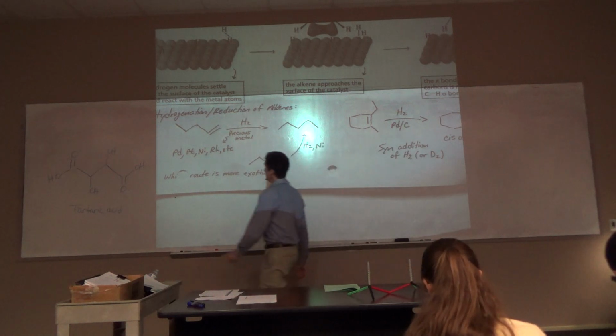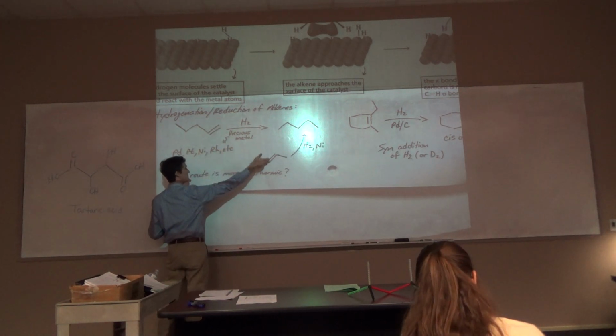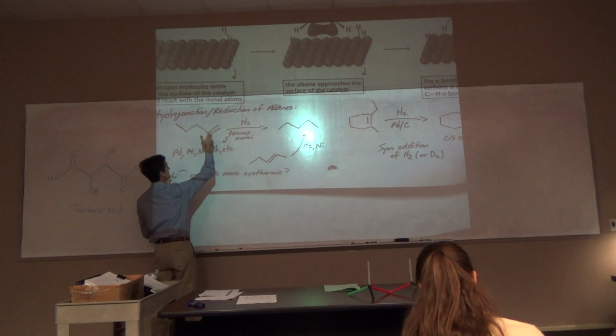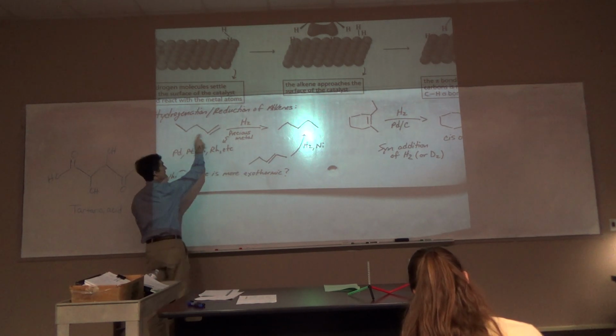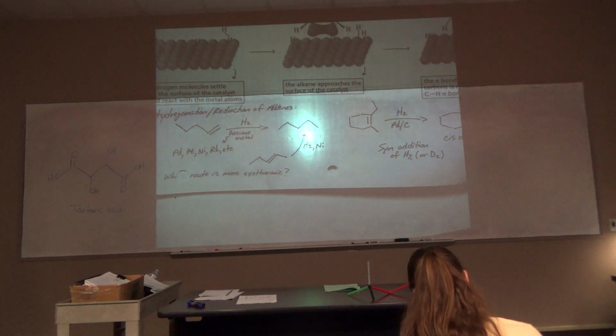We can go back over here and look at things like this. Hydrogenation of either one of these alkenes. Nomenclature, how are we doing? What's the name of this compound? 1, 2, 3, 4, 5. What is that? 1-pentene? Is 1-pentene stereogenic?